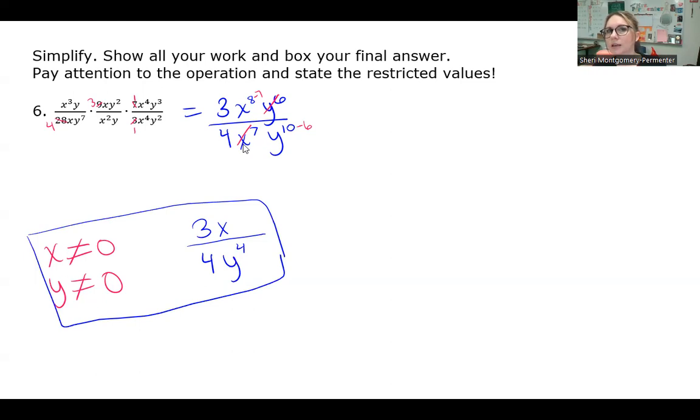For these, I can't divide by 0, right? Okay, if I cannot divide by 0, well, could x be 0? No. If it was a number, if it was 4 to the 7th power, that's not 0. So it could be that. It cannot be 0.